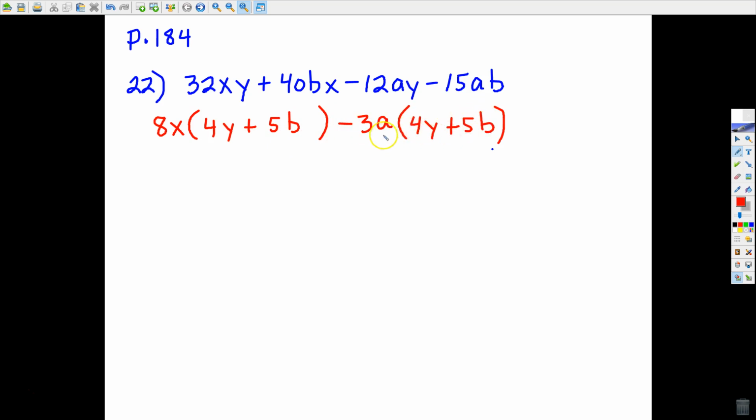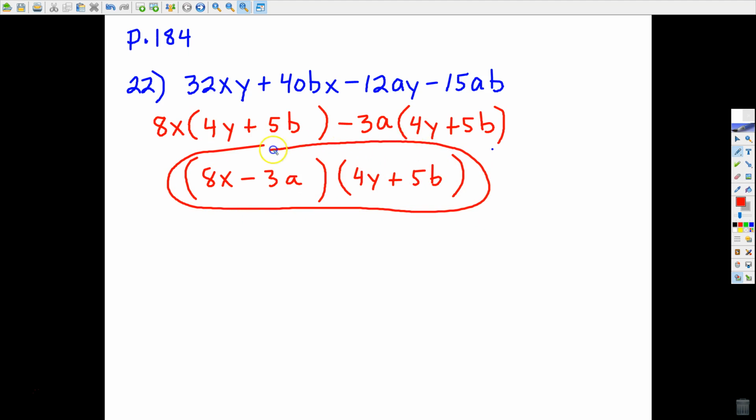And you could double check it by FOIL or distributive property. -3a times 4y would be -12ay, and -3a times 5b is -15ab. So you always know that you've done the factoring by grouping correctly if you end up with the same binomial appearing twice. And so your answer will be these two binomials, the two terms that are outside, times this common binomial 4y plus 5b.